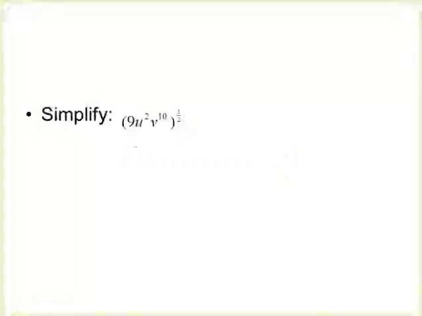What do we do when we have a power outside of a group like this? Distribute, give it to everything inside. So I have 9 to the 1/2. U to the, what do I do when I have power to a power? Multiply it. So 2 times a half is 1. So u to the first, you can write the 1, not write the 1, it doesn't really matter. And v to the 5th.